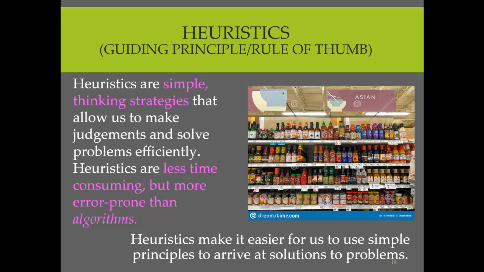So a heuristic is an alternative to the algorithm. So the heuristic is basically a shortcut, a guiding principle, a rule of thumb. So they allow us to make judgments and solve problems more efficiently. So heuristics are less time consuming, but they can be more error prone than an algorithm.